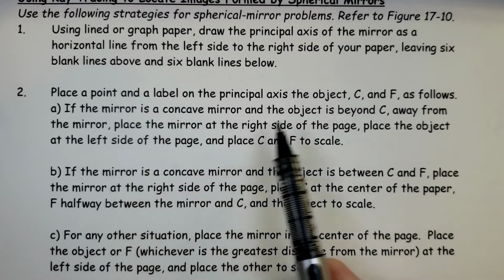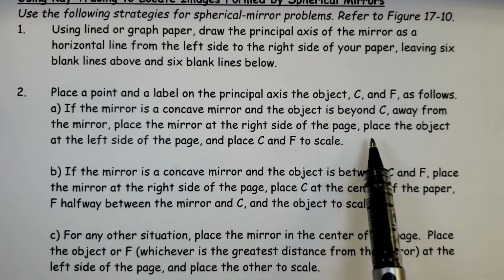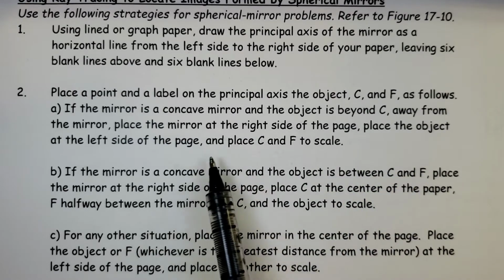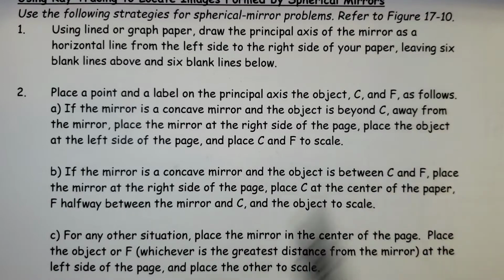If the mirror is concave and the object is beyond C, away from the mirror, place the mirror on the right side of the page. Place the object on the left side of the page and place C and F to scale. So quite often you can see we go from left to right. The mirror is on the right-hand side.